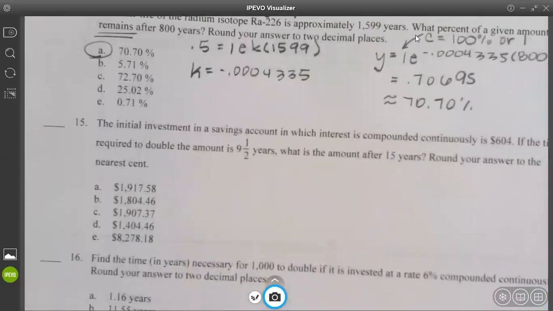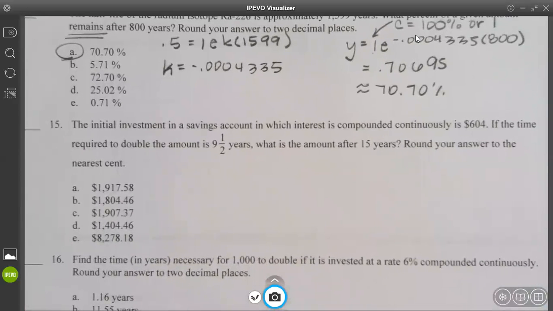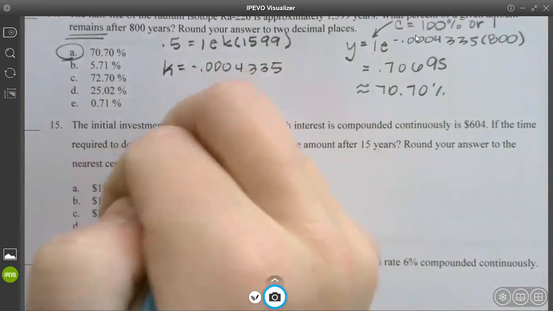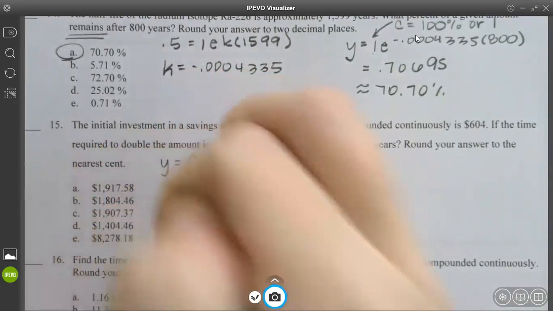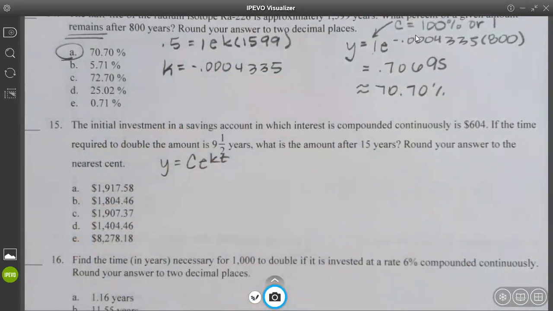Okay. The initial investment in a savings account in which interest is compounded continuously, just so y'all know, this is the same equation. There's nothing any different. Compounded continuously is still the same formula. Is 604. If the time required to double the amount is 9.5 years, what is the amount after 15 years? Round your answer to the nearest cent.